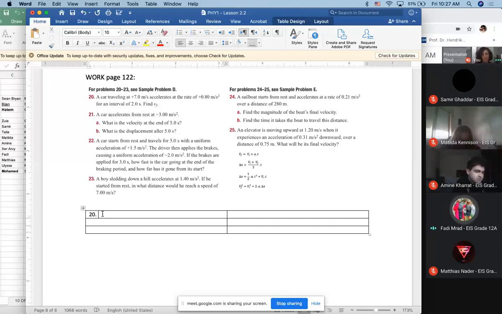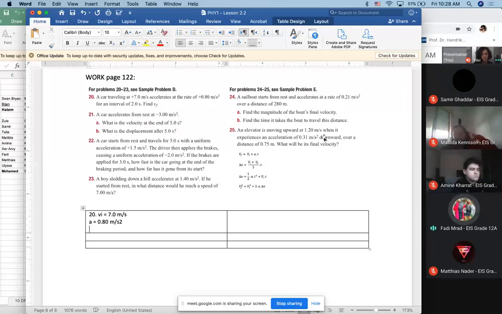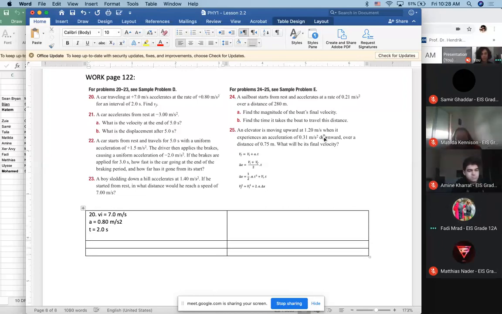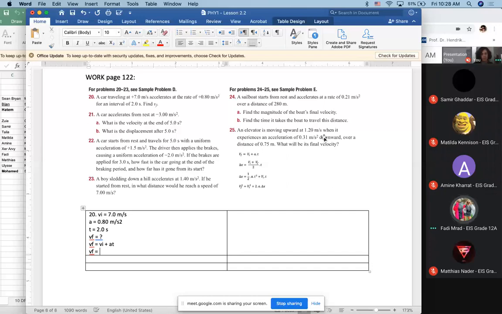Okay, I'm gonna try. So, a car traveling at a positive 7.0 meters per second accelerates at the rate of 0.80 meters per second squared for an interval of 2.0 seconds. Find V final. So we have the given: V initial is 7.0 meters per second, acceleration 0.80 meters per second squared, and time is 2.0 seconds. What do they want? They want us to find the V final. Which equation do you use? We can use the equation V final equals V initial plus acceleration times time.